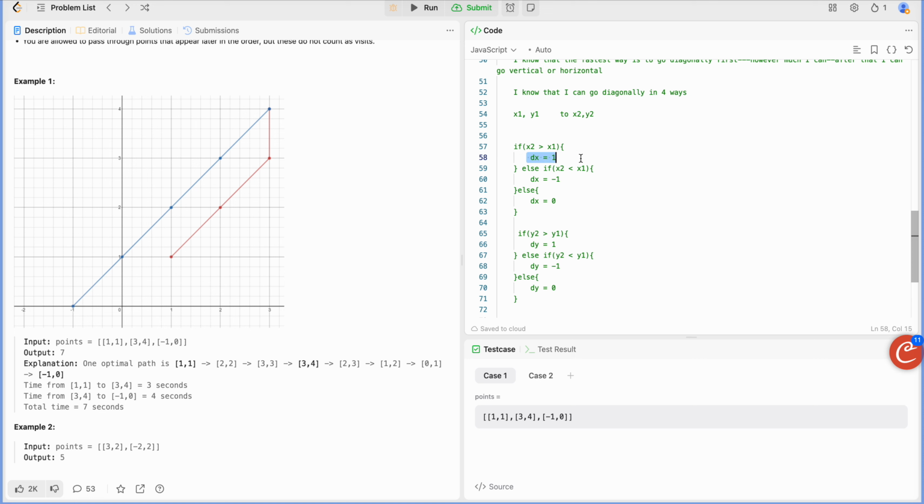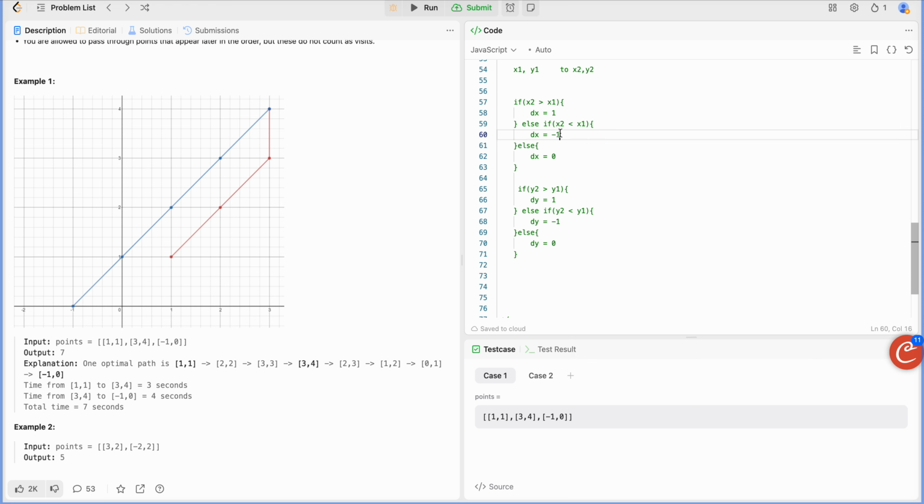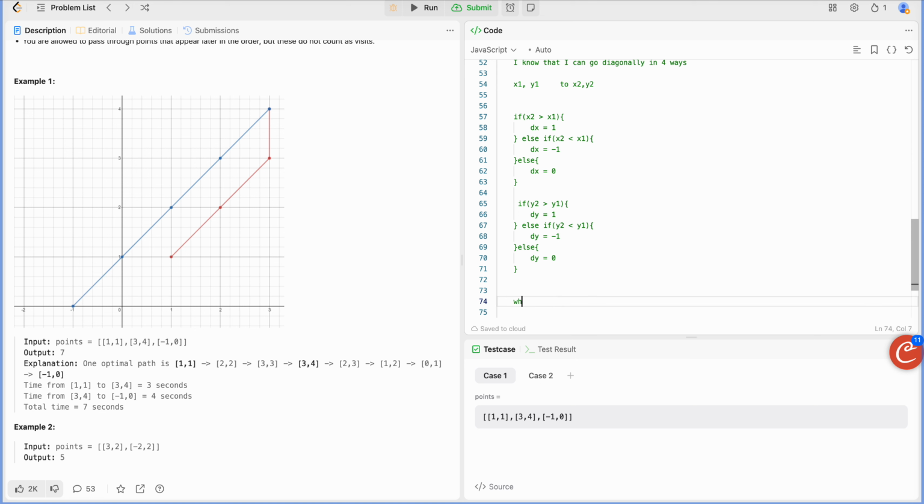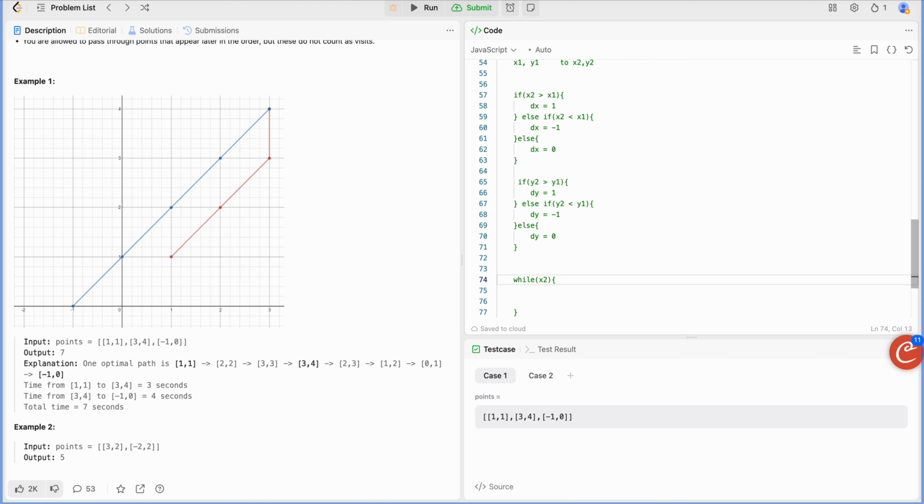So once I find dx, I mean, I'm not sure actually. After I find dx and dy, I don't think I need this. So whatever the case, once I find dx and dy, where to go, right? I think that I need to go to a while loop right now. So I need to loop while x1 is not equal to x2 and y1 is not equal to y2. I need to go on, right?